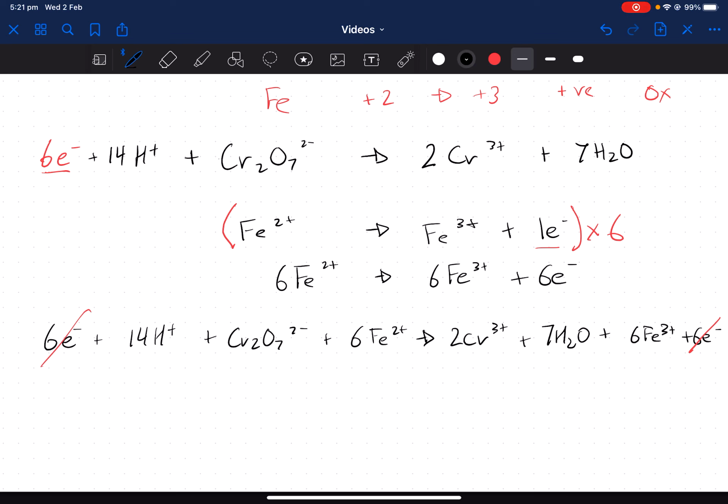And then final step is to rearrange our equation. 14H plus, 6Fe2 plus goes to form... All right, and that is our final balanced equation.